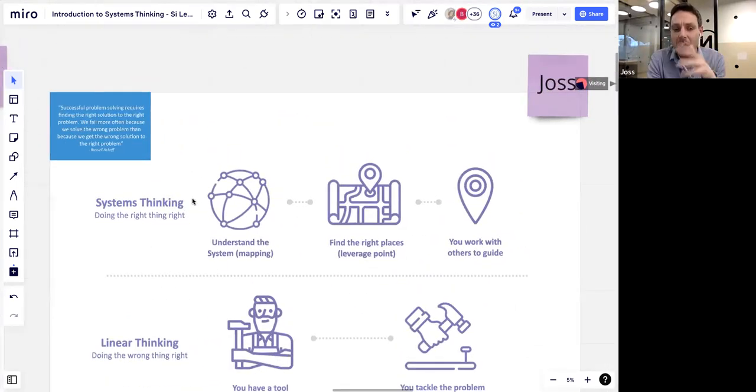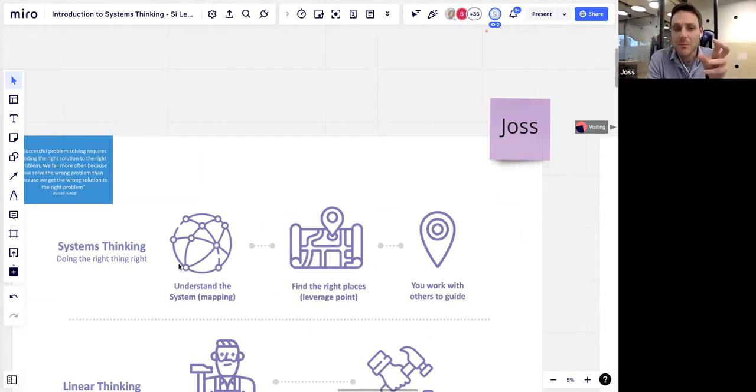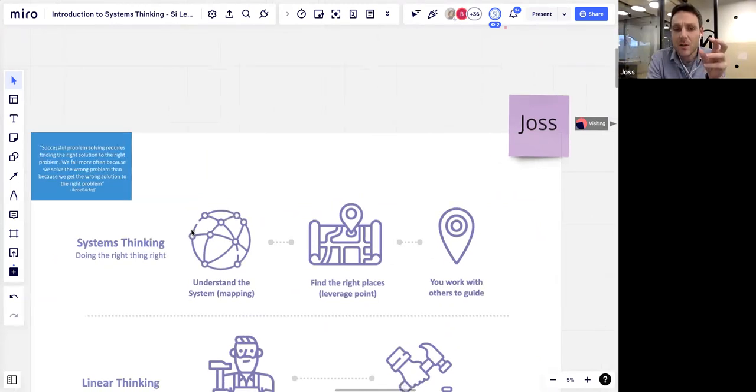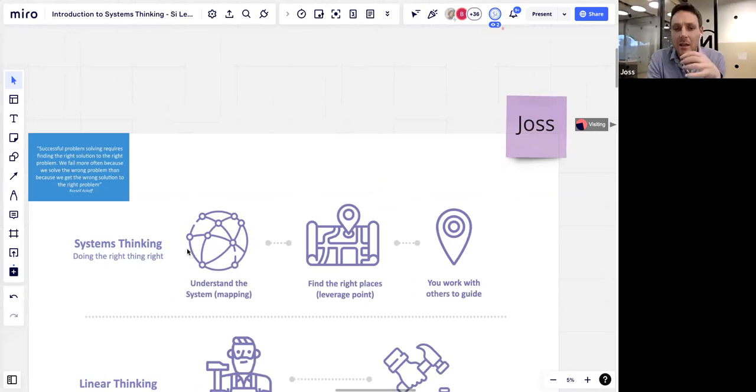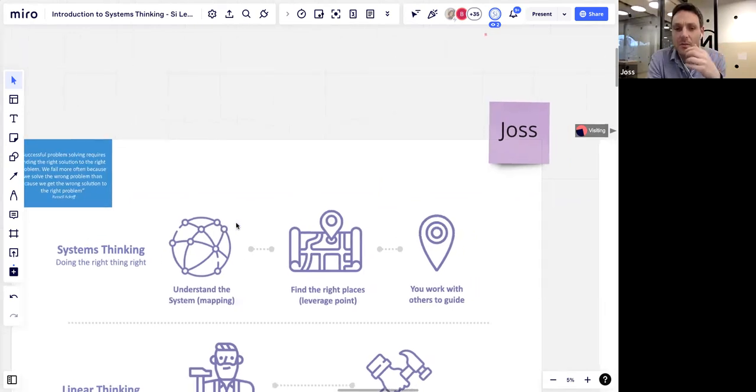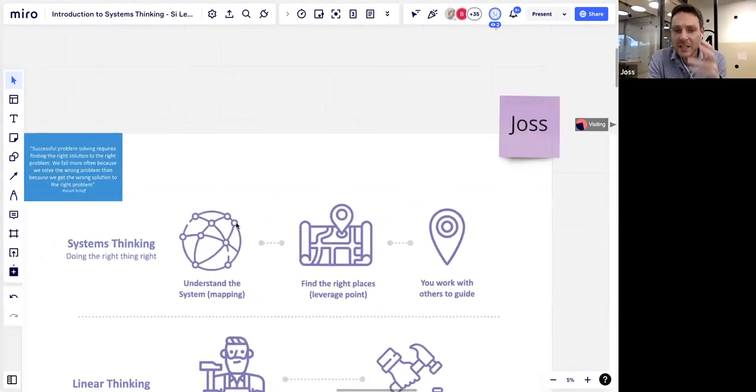We have to step back and look at the whole and understand a bit about the system itself if we're going to find the right approach to solve the right problem. We're going to find the right problem to solve. And that's what systems thinking is going to help us with here.